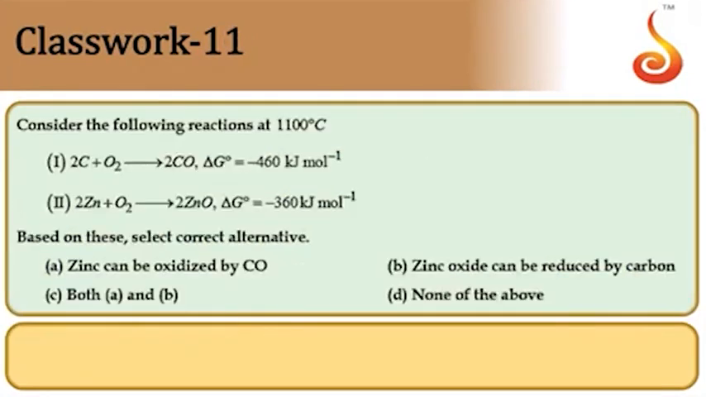Then next one, 11th one. Consider the reactions at 1100 degrees Celsius: 2C plus O2 giving rise to 2CO, and 2Zn plus O2 giving rise to 2ZnO, and delta G naught values are given to us. Now based on this, select the correct alternative. Let us take it as equation 1 and equation 2 now.